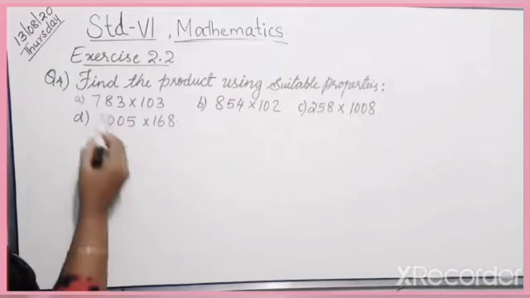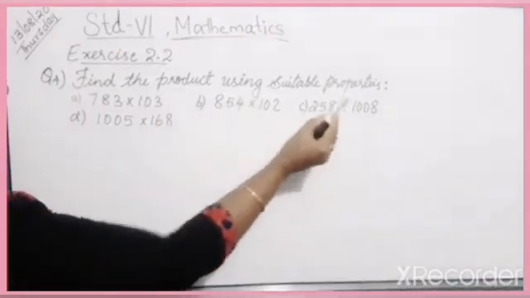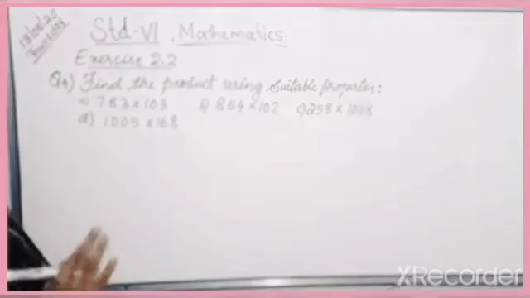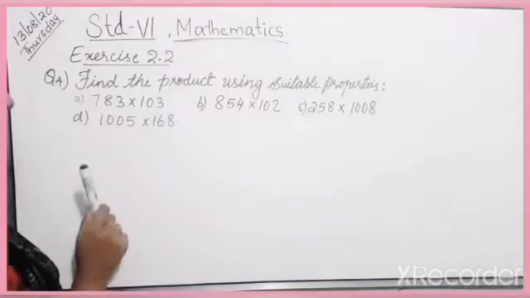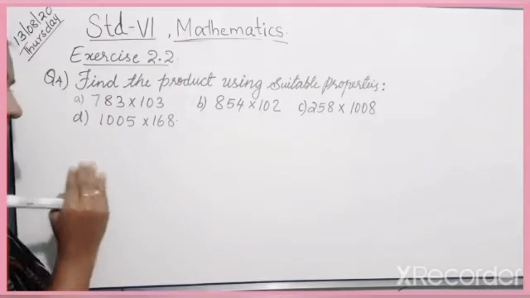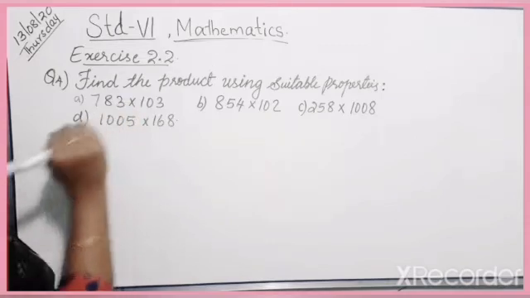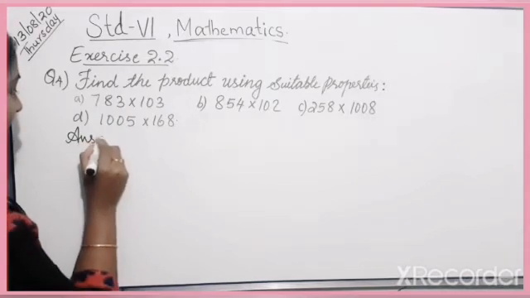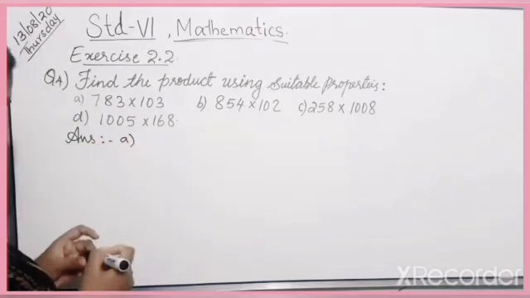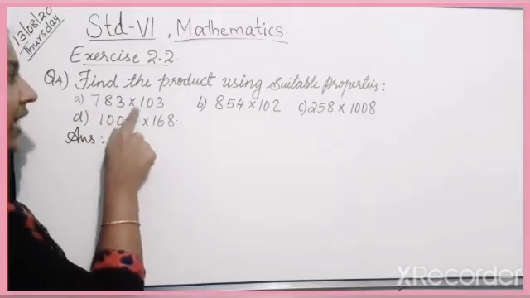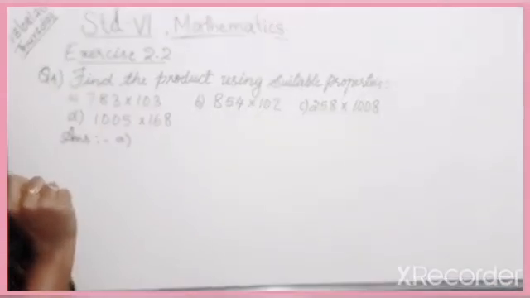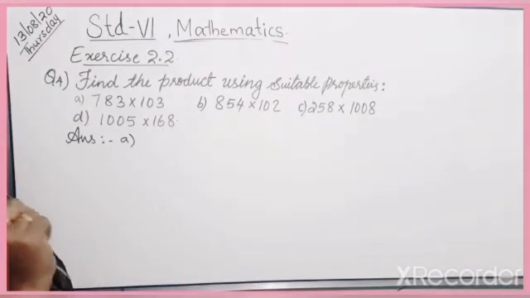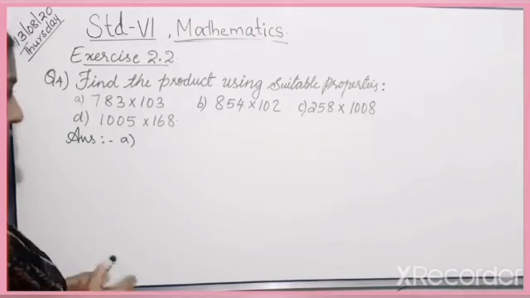The question is, find the product using suitable property. The first question, these 4 questions are given here. So you find out which property we can apply here, then easily find out the product. Okay, so let's move to the answers. A part question is 783 into 103. Okay, so here we can apply the distributive property. Do you know how? I will show you.